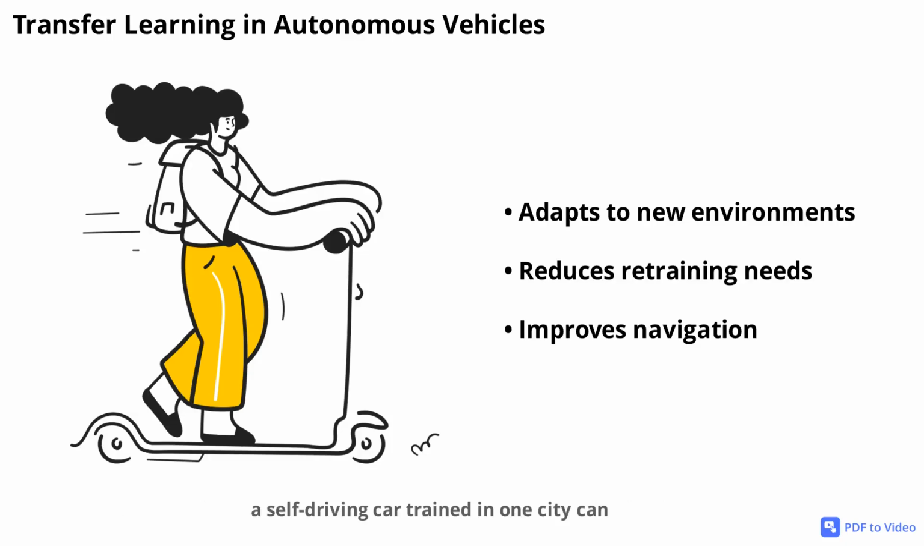For instance, a self-driving car trained in one city can transfer its knowledge to navigate a new city, adjusting to different road layouts and traffic patterns with minimal retraining.